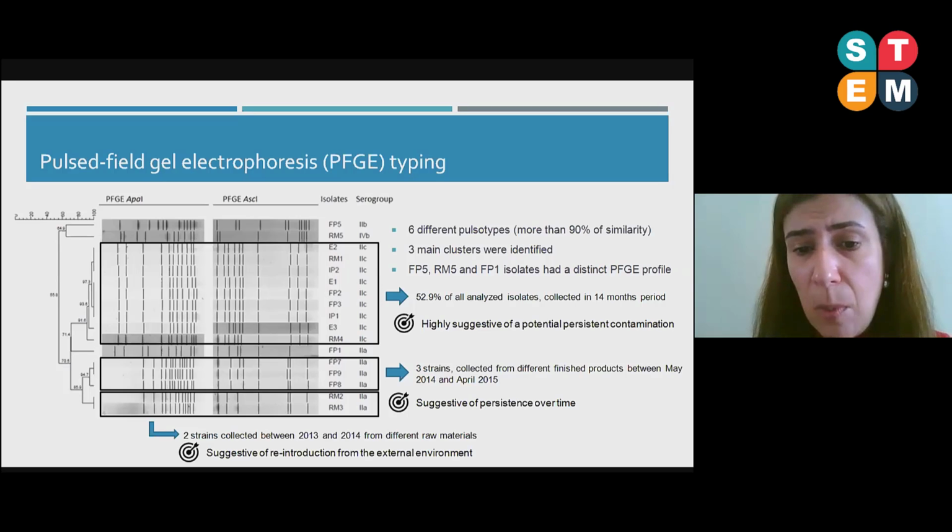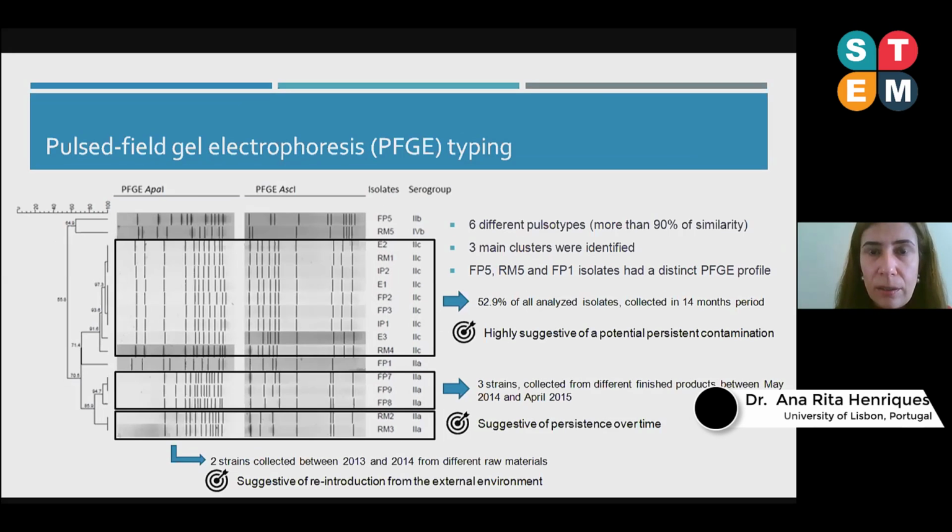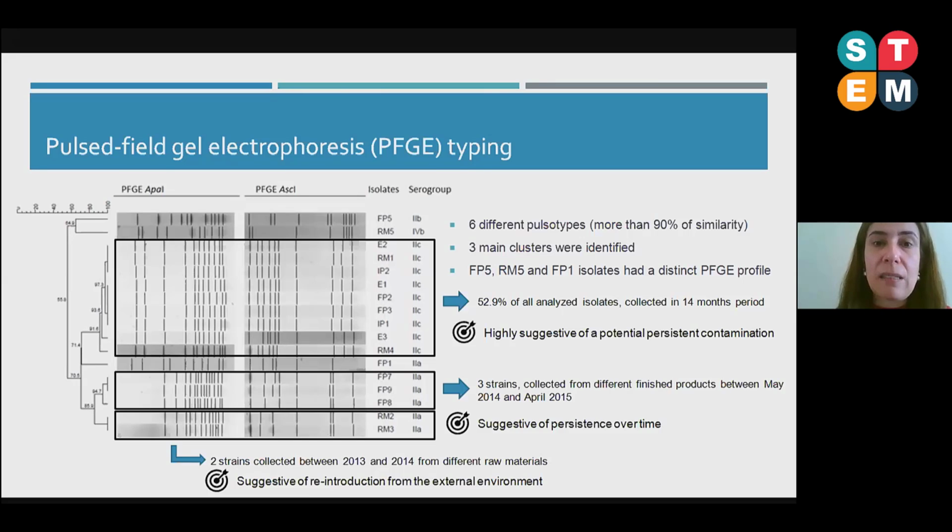The last and smallest cluster in this slide included strains that were collected during 2 consecutive years from different raw materials. Because pulsotypes that were identified in raw materials exhibited a high similarity with those from equipment and also finished products, we think this suggests a repeated reintroduction of strains into the food unit over time.